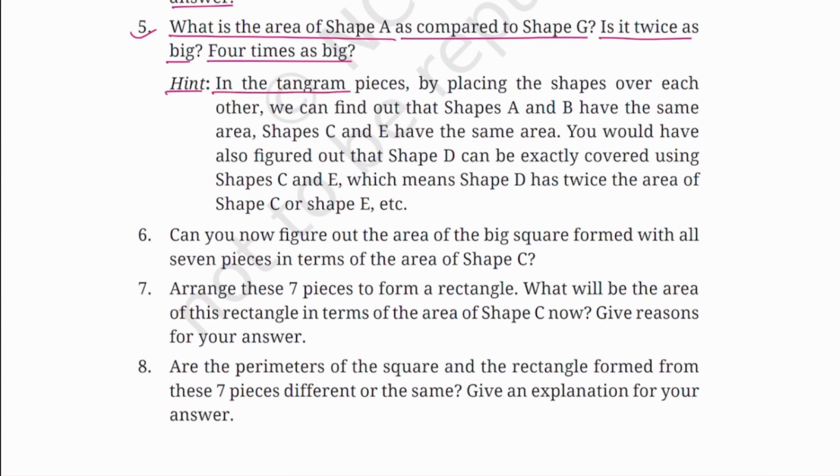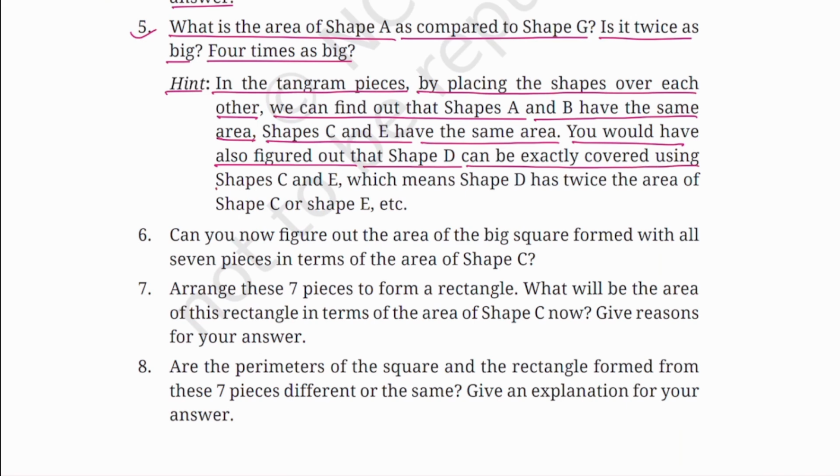Hint: in the 10-gram pieces, by placing the shapes over each other, we can find out that shape A and B have the same area, and shape C and E have the same area. You would have also figured out that shape D can be exactly covered using shape C and E, which means shape D has twice the area of shape C or shape E, etc.